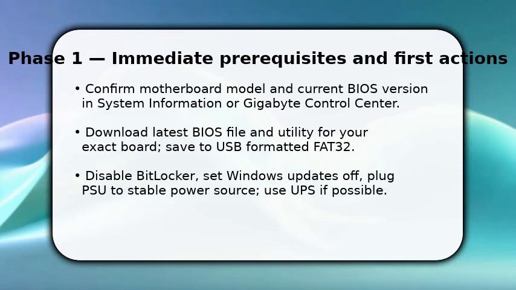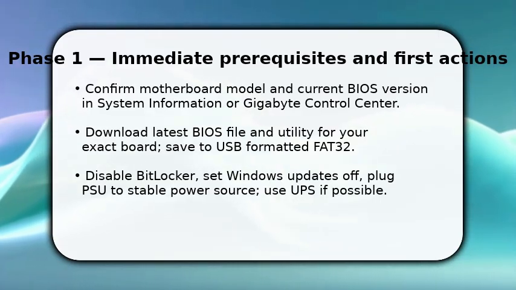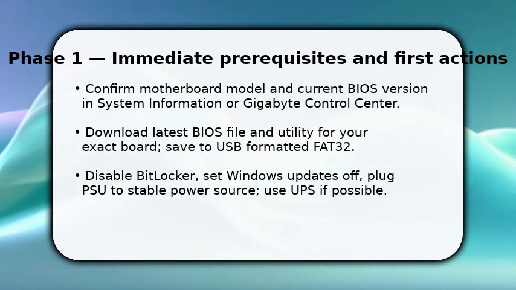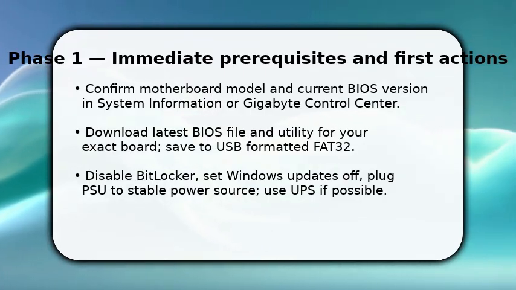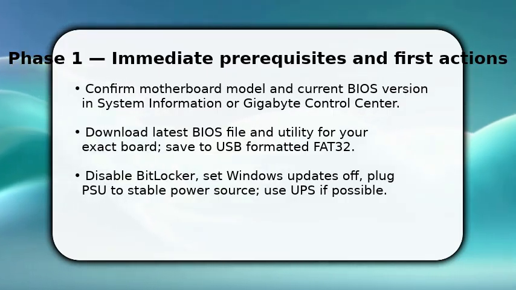You start by confirming the exact motherboard model and current BIOS version so you don't flash the wrong image. Once done, download the matching BIOS file and Gigabyte utility, then copy it to a FAT32 USB stick. Make sure BitLocker is disabled and Windows updates are paused.